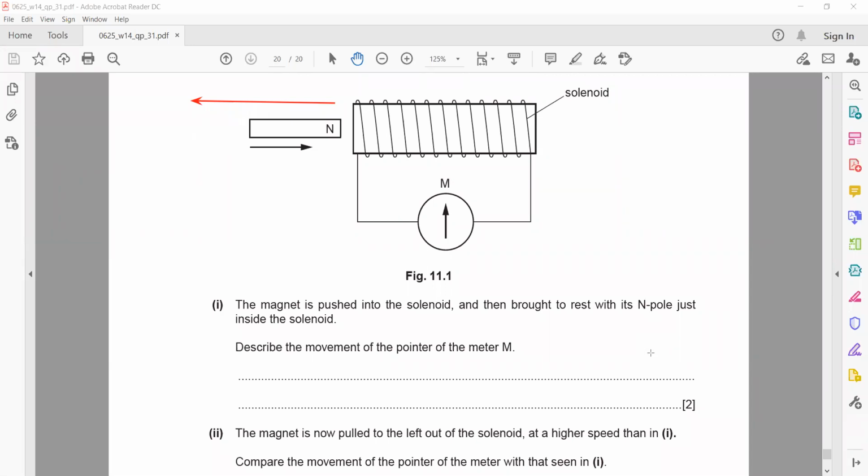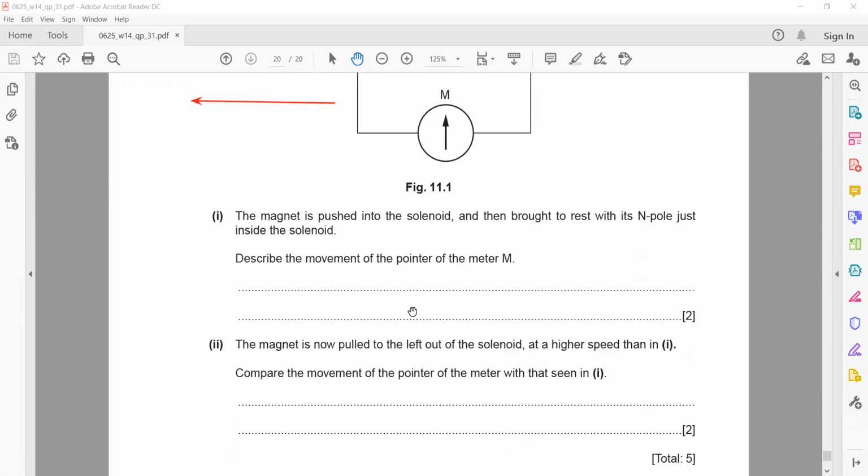But the mark here is for mentioning that there is a deflection in the opposite direction compared to the original, and then it will return to zero. There's a large deflection but in the opposite direction. It returns to zero depending on whether the solenoid is out of the magnetic field of the magnet. So simply, a large deflection but in the opposite direction to the original one.